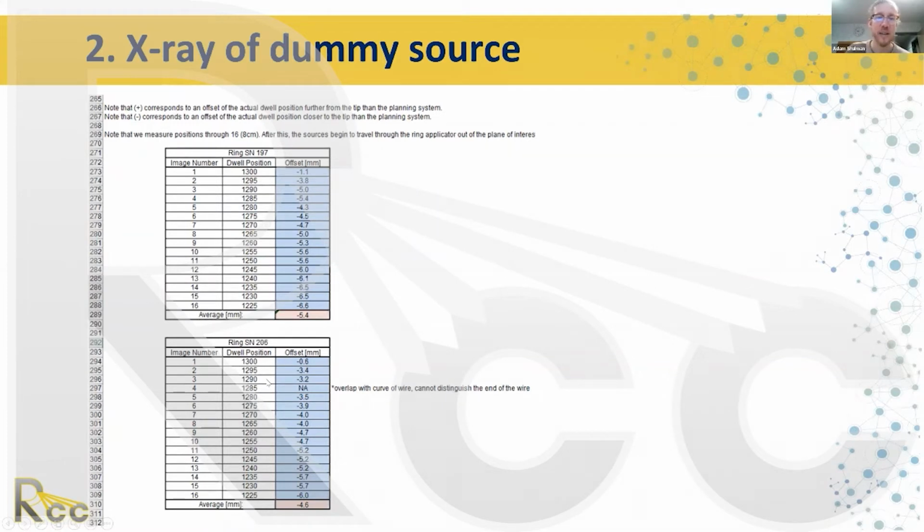I did it as, here's another ring, a different ring, which gave a different value, but for the ring that we were commissioning, the two rings, minus 5.4, minus 4.6. So between all of the autoradiographs and the two different dummy sources that I use in that type of commissioning, I end up using an offset of -5 millimeters because that seemed to be about the average of these two and close to what the autoradiograph showed as well. So that's what I would use in my planning system.